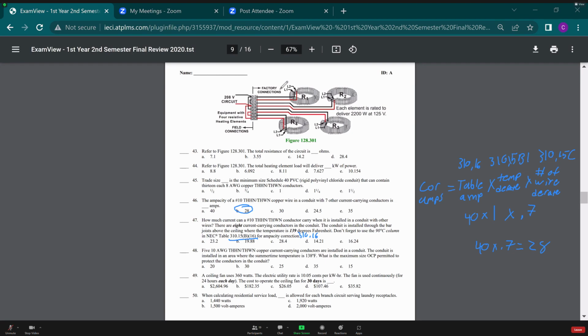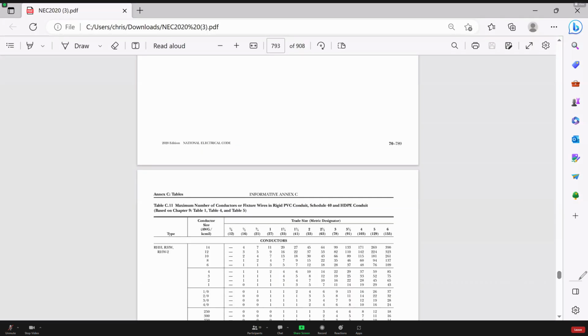All right. Same exact setup here, right? We're going to be using our same exact formula. And if we take our table amps for 10 gauge, 40 amps, just like we found. Now, if we go to our 8 current carrying conductors, we have that 0.7 again. Now, our 139 degrees Fahrenheit, we have to go over to the code book and figure out what that is.